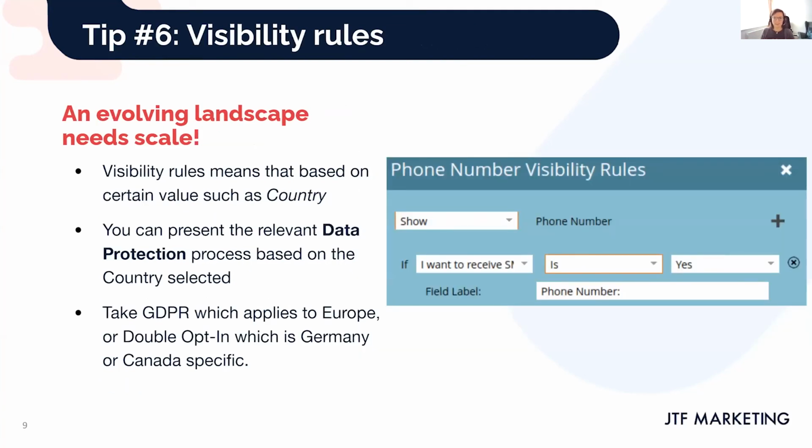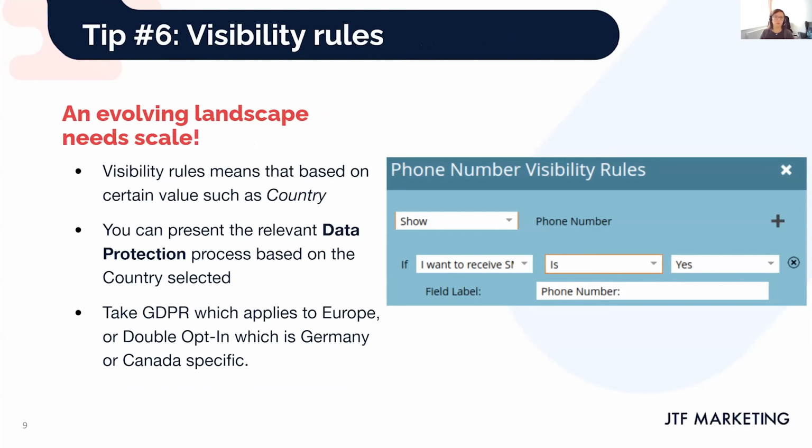And the last tip of the day is using visibility rules. The evolving landscape needs to be able to scale. So most of you might already know about visibility rules, but they can definitely help you to capture more information based on certain field selections. So if we take an event, for example, and I know most of us haven't organized any live events for a while now, but hopefully we'll start again soon.